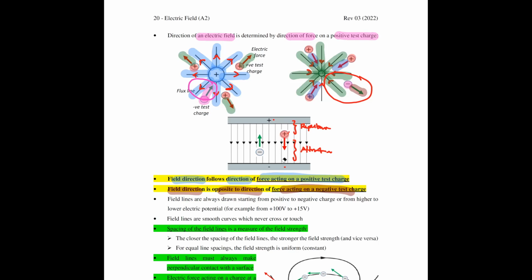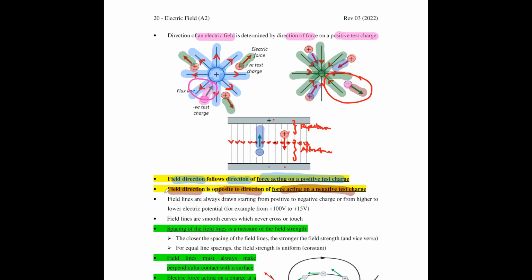Okay, so since the direction of force acting on a positive test charge is downwards, the direction of your electric field therefore must be downwards, like this. And then if you have a negative test charge, like the one that is being shown here, the force will obviously be directed upwards, but again, it will be opposite to the direction of your field.